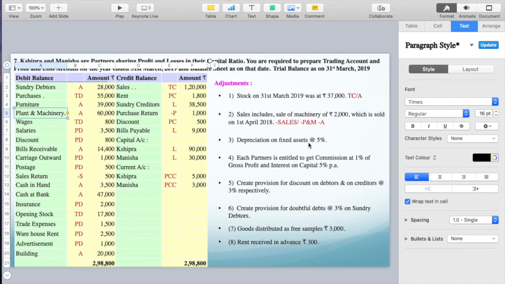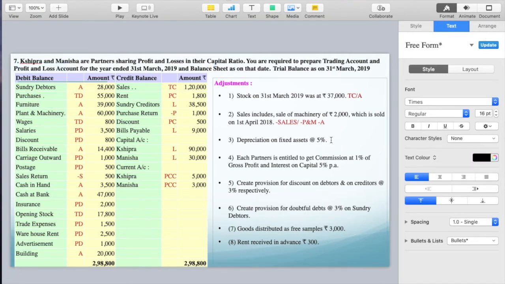Next, depreciation on fixed assets at the rate of 5%. Now here they have not mentioned any specific asset; they have said fixed assets. So we have to check the trial balance debit side, whatever fixed assets are given, and on all of those assets we have to provide depreciation.